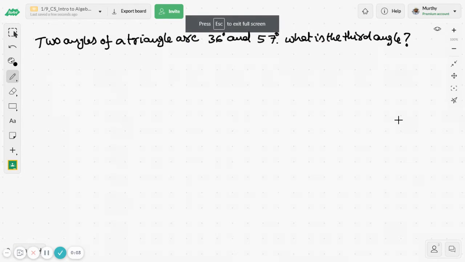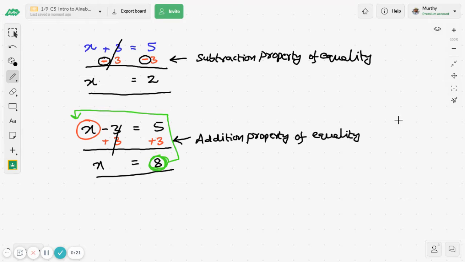Okay, if you are given a question this way, how are you going to solve this one? Two angles of a triangle are given and you have to find the third angle. Again, I'm giving a small hint also. You know how to figure out the value of x in both the cases, right? So we used the addition property of equality and the subtraction property of equality.